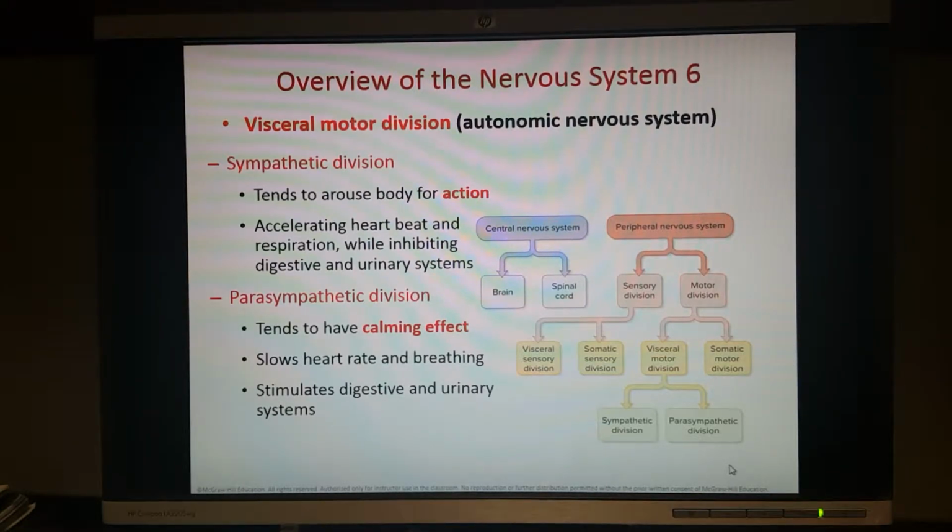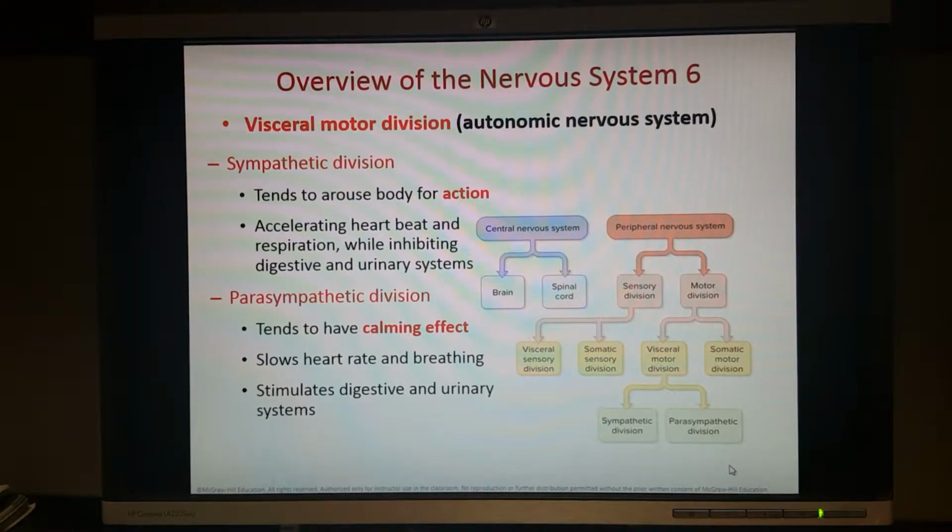Okay, so your other division is your parasympathetic division. It has the opposite effect, causing your body to calm down. So it slows your heart rate, so less blood flow. Also slows down your breathing to calm you down, so less need for oxygen because you're not trying to do stuff, you're just trying to relax your body.